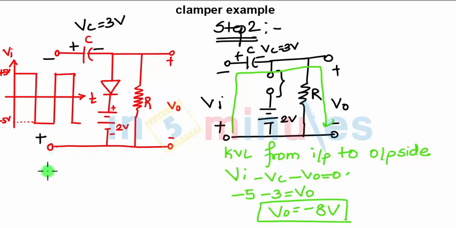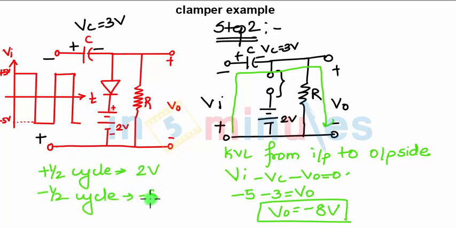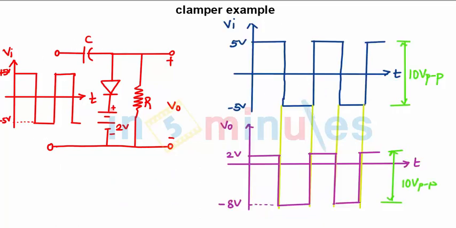So in the positive half cycle we got the output voltage as 2 volts, and in the negative half cycle we are getting the output as minus 8 volts. How much is the peak to peak swing? When you draw the waveform, you have 2 volts and minus 8 volts. That is the total peak to peak value, which again remains the same. The input is again 10 volts peak to peak, and the output is 10 volts peak to peak. This is how we solve the example of the clamper.